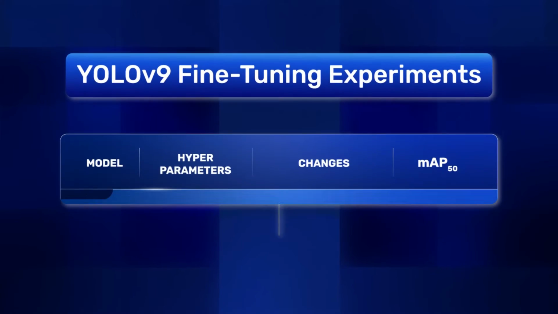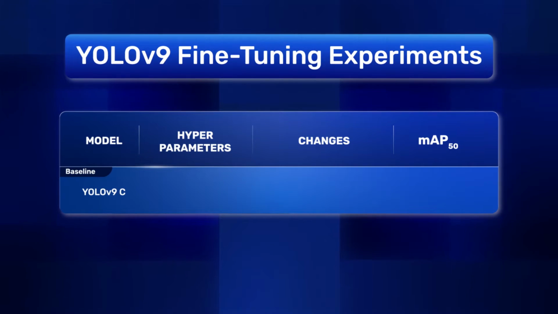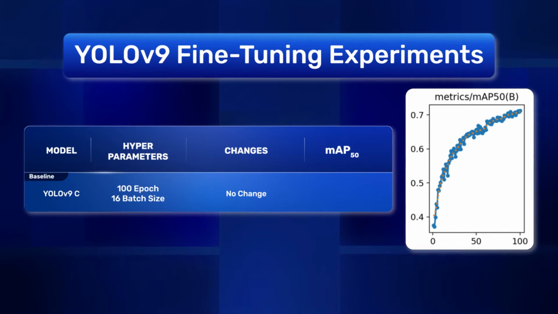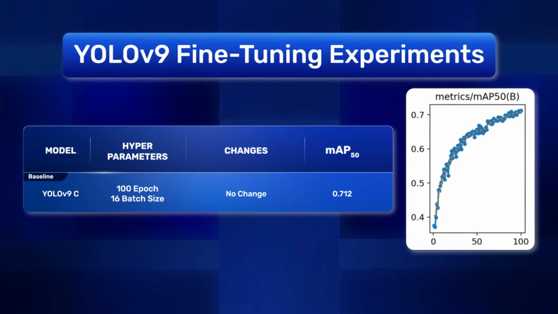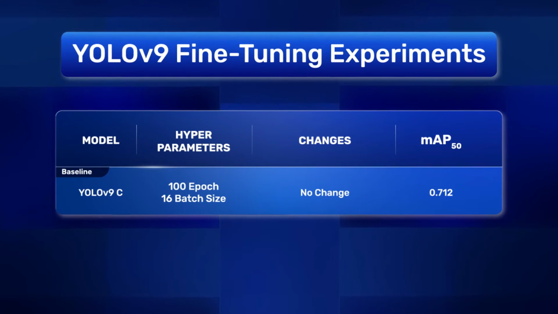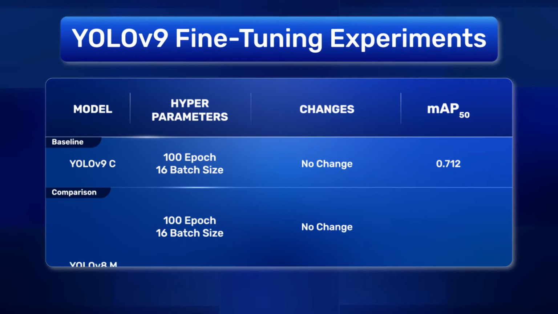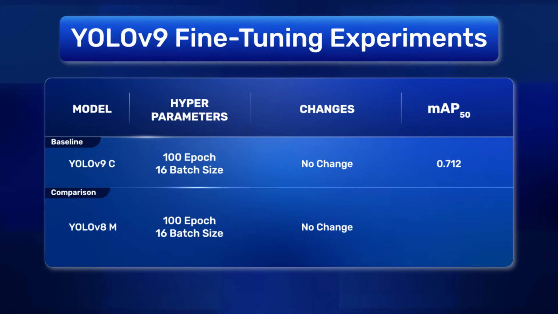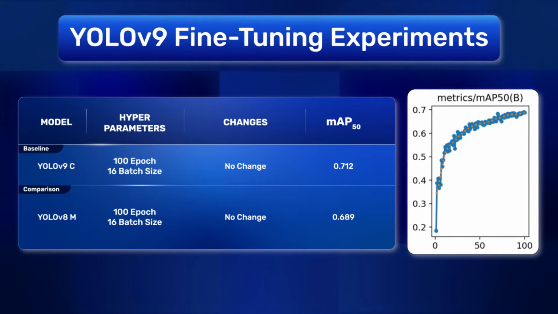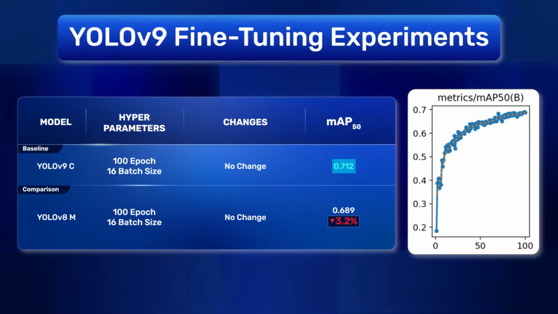In our first experiment, we trained the YOLOv9 compact model for 100 epochs and got the initial mAP50 score of 0.712. This is our baseline performance. But what about YOLOv8? If we run the same experiment on the YOLOv8 medium model, we achieve 0.689 mAP50 score, which is a 3.2% decrease from the baseline. Clearly, YOLOv9 is the way to go. Now that our baseline is established, we'll try to beat it.